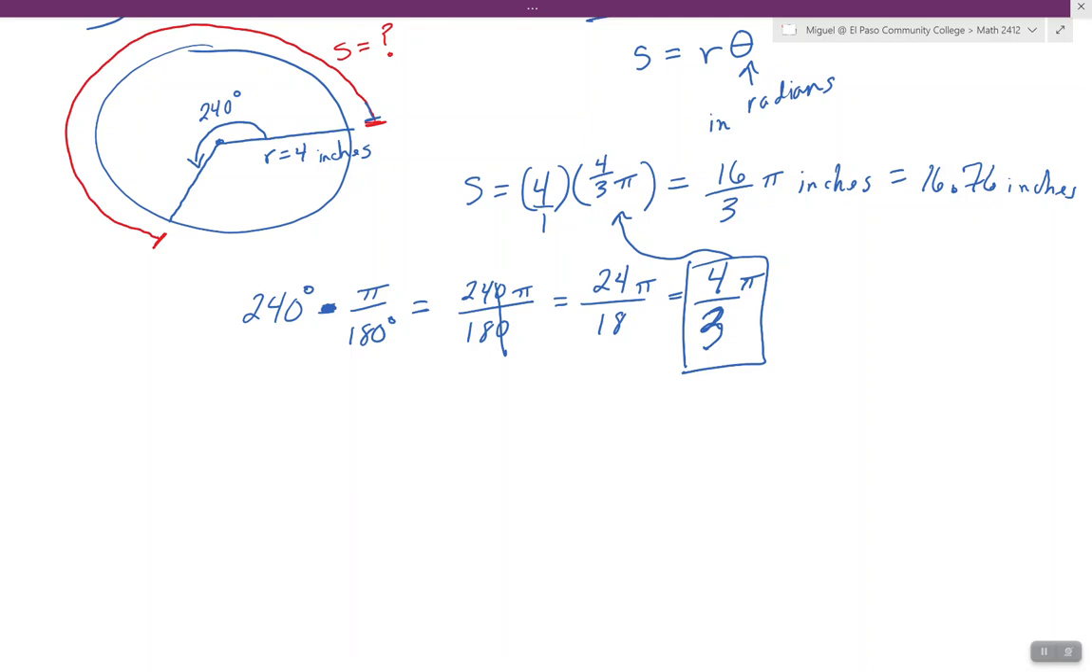Let's see. This one might be, let's save that for later. Let's move on to 4.2.